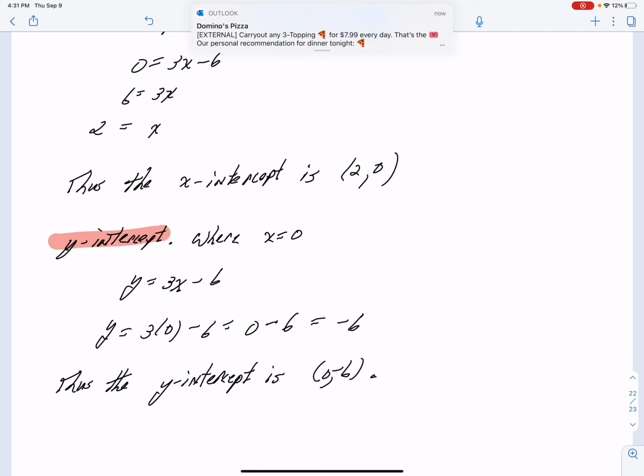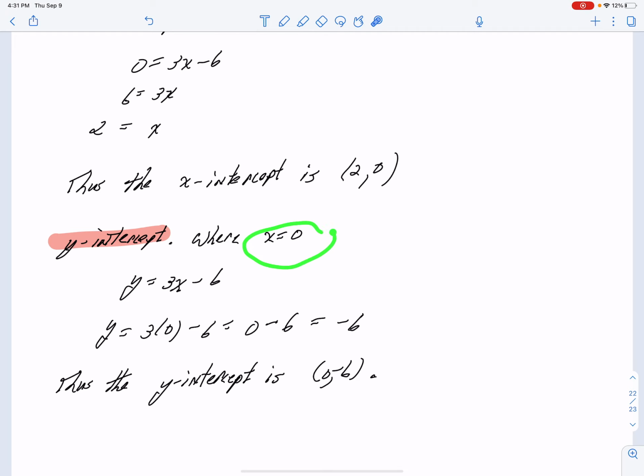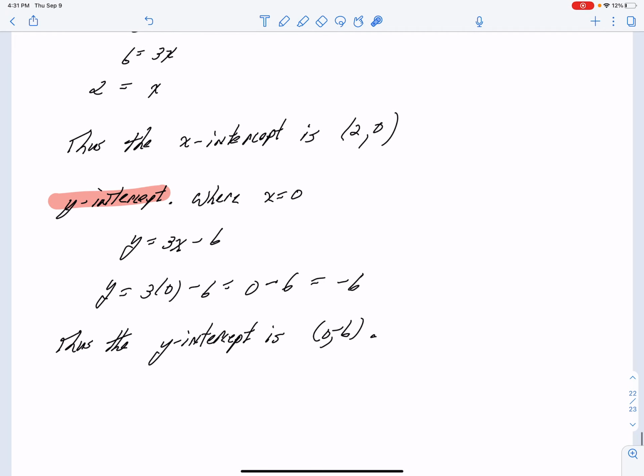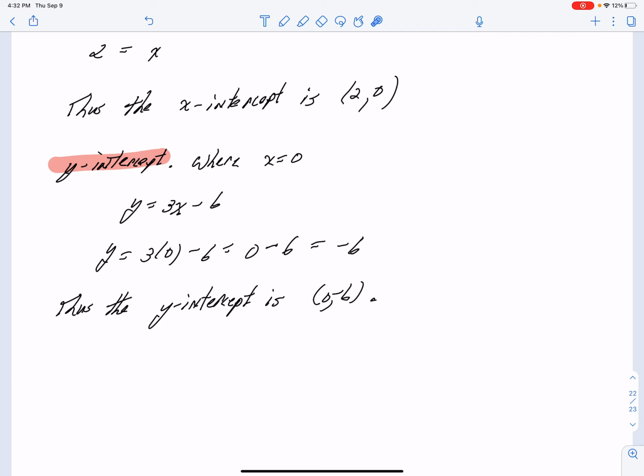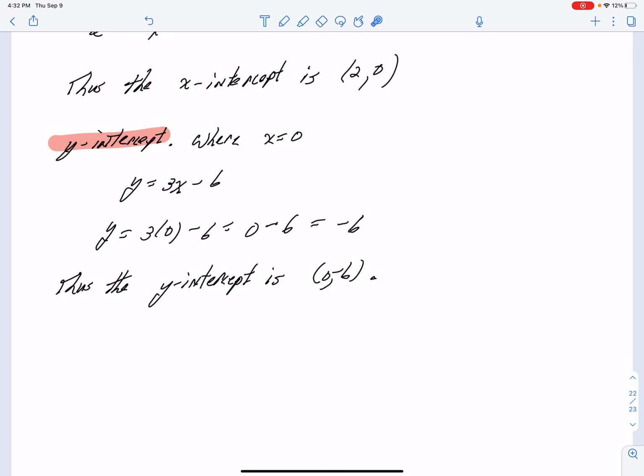For the y-intercept, how do I do it? I set x equals 0. So I start with y is 3x minus 6. y is 3 times 0 minus 6. That's 0 minus 6, or minus 6. Thus, the y-intercept is x is 0 and y is minus 6. And that's how one finds x-intercepts and y-intercepts for actually any equation.